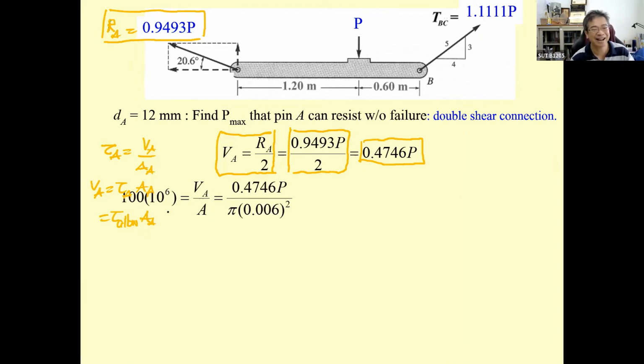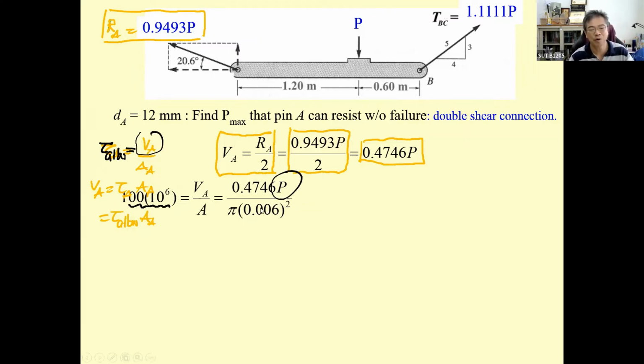Just rearrange it. This is, they didn't write like this. Okay, it's okay. This is going to be tau allowable, 100 megapascal, equal to V sub A, which is going to be 0.4746P, and then divided by A sub A. By doing this, we are looking for P.